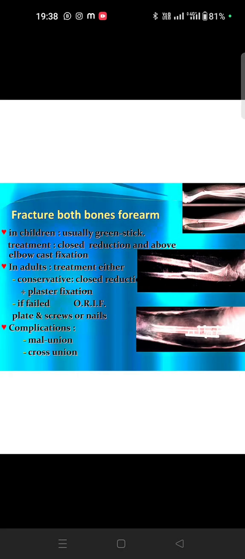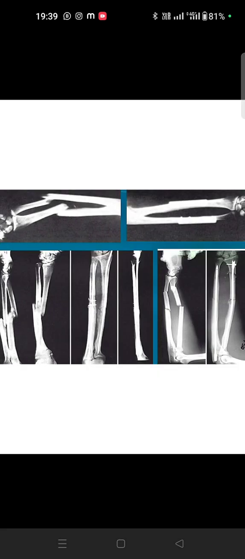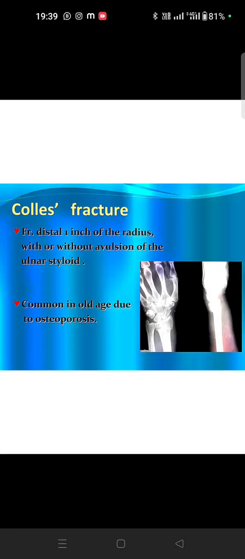So fracture of both bones of the forearm is usually greenstick injuries. So treatment is closed reduction and above elbow cast fixation. So treatment is conservative, closed reduction and plaster fixation. So complications are malunion and cross union. So see the image.